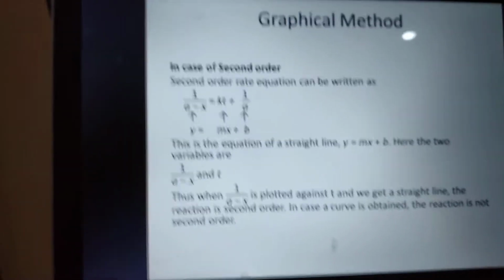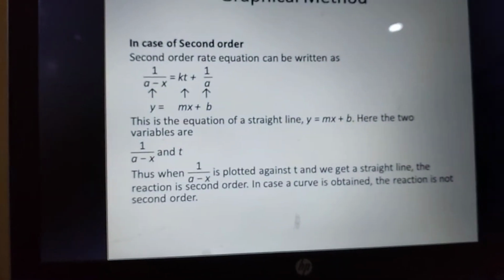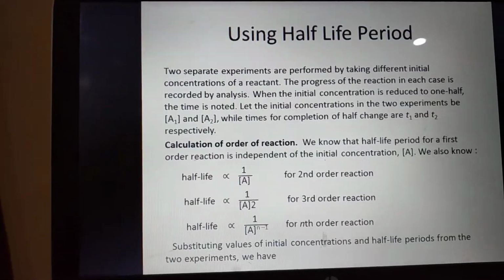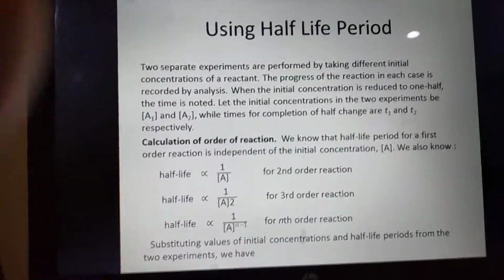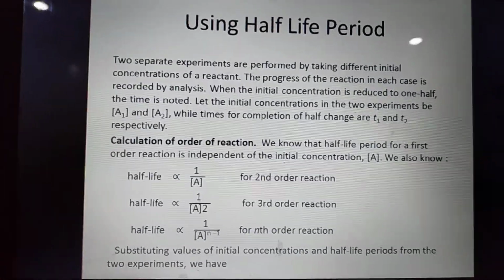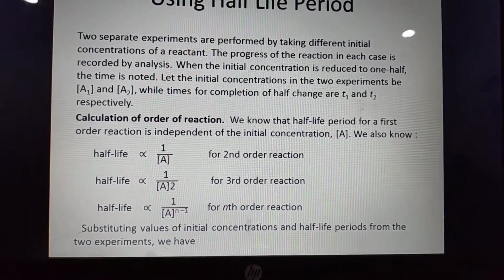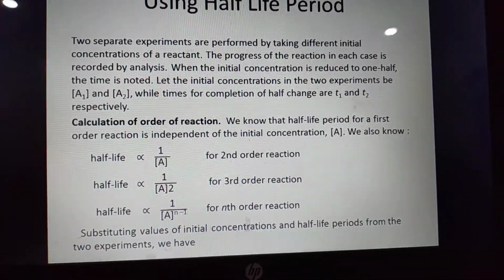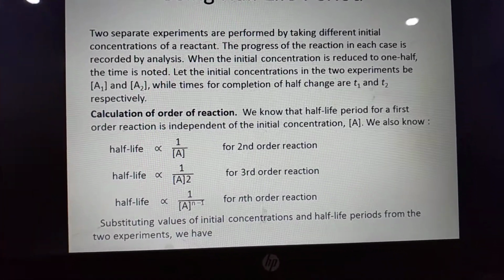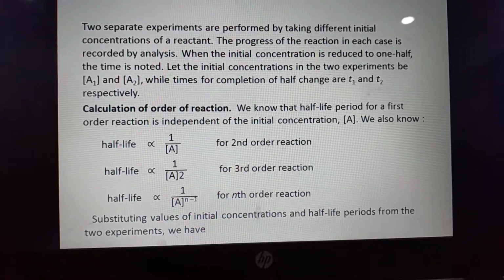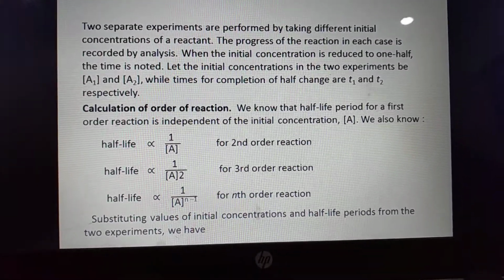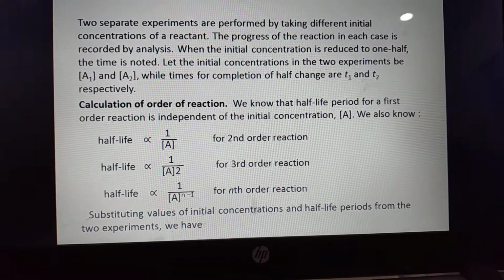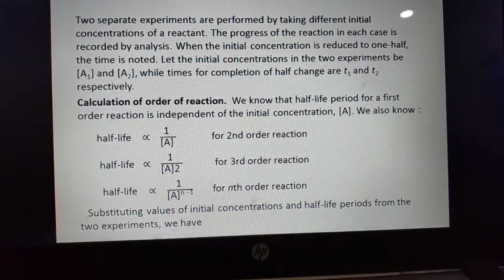Now, similarly for the third order, we can also plot the graph. Now the second method, that is the third method, uses the half-life period. Two separate experiments, experiment number 1 and experiment number 2, are performed by taking different initial concentrations of the reactants at 2 times of interval. The progress of the reaction in each case is recorded by analysis. When the initial concentration is reduced to 1/2, the time is noted.